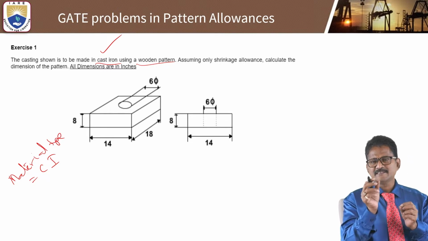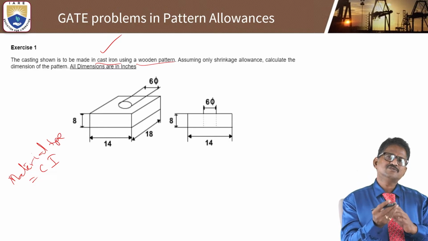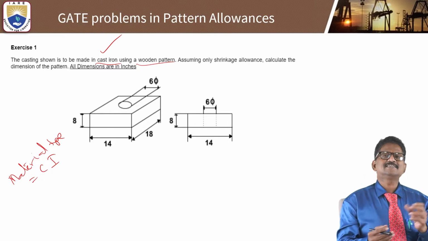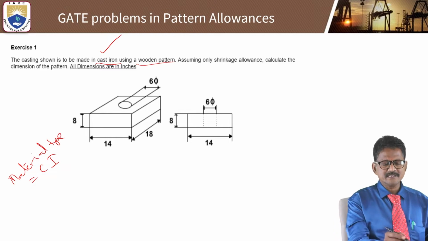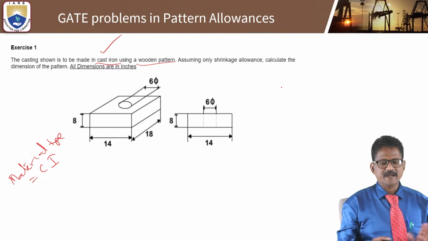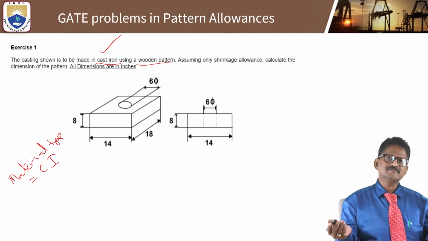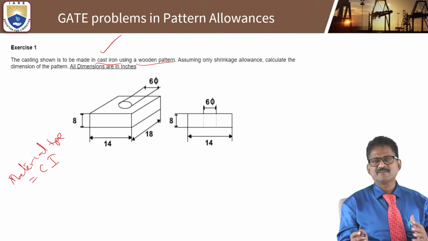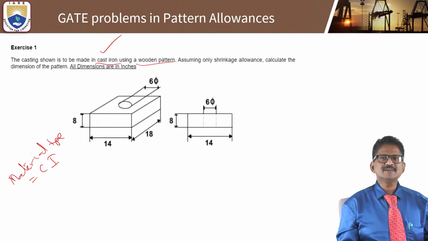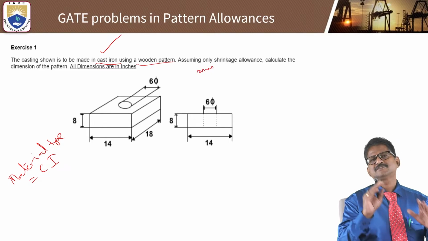Some cracks occur at the ends, and some material will be removed due to more usage. Again, some maintenance can be done so that the exact shape and size can be obtained. So in this problem, assume only shrinkage allowance, and calculate the dimensions of the pattern. Here all the dimensions are in inches, or sometimes in mm. If you convert, the dimensions are what matter, so don't worry. Here they have given inches, or they will give it in mm. All dimensions are in mm.